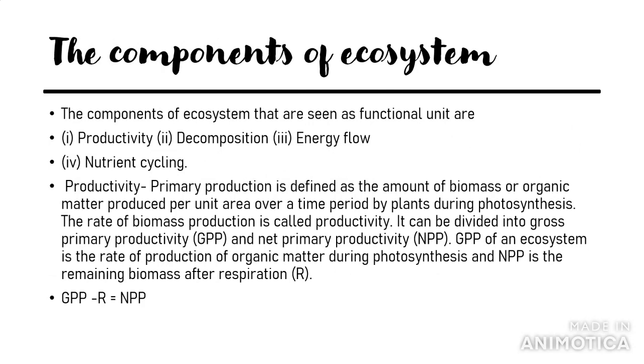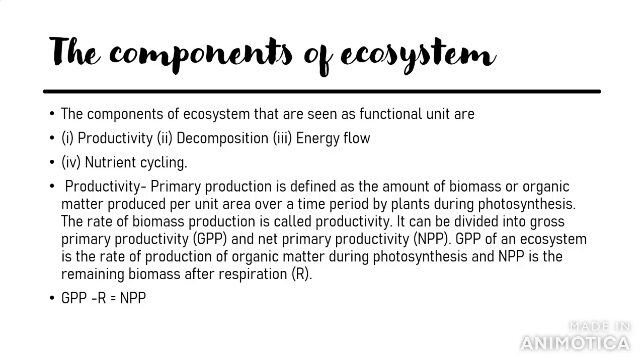The components of ecosystem that are seen as functional unit are productivity, decomposition, energy flow, nutrient cycling. Productivity. Primary production is defined as the amount of biomass or organic matter produced per unit area over a time period by plants during photosynthesis. The rate of biomass production is called productivity.